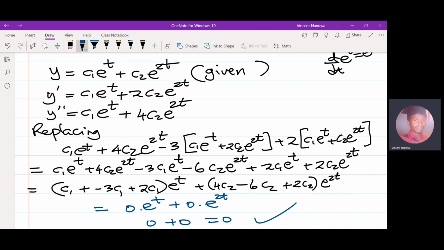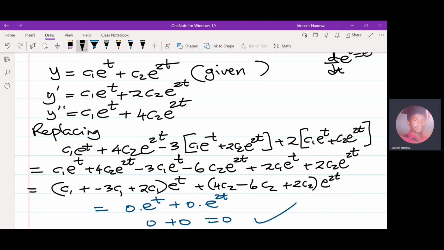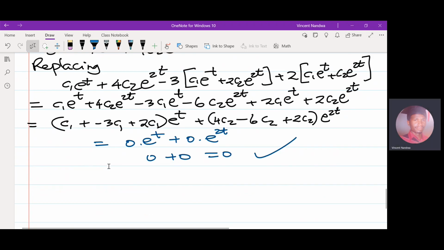And it's always true in general for any given n order linear homogeneous equation that if you have more than one function which are solutions to the differential equation, when you get their linear combination, you must always have it as a solution to the same differential equation. Yes?